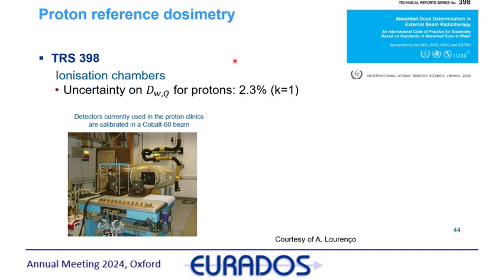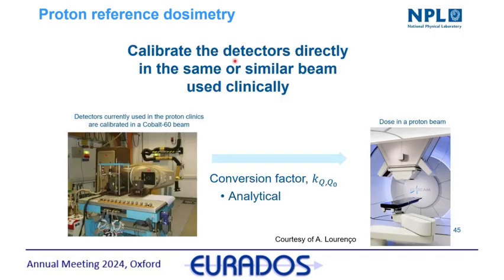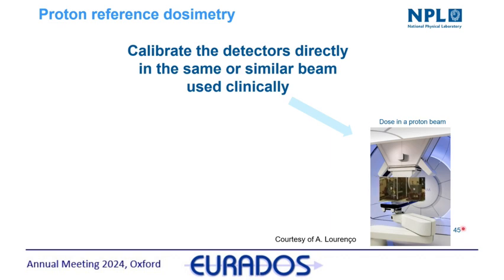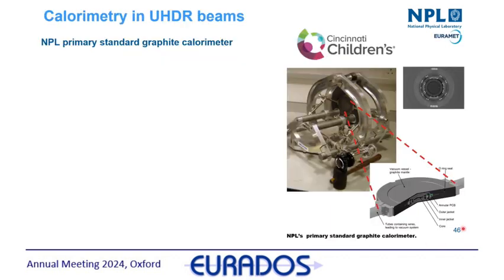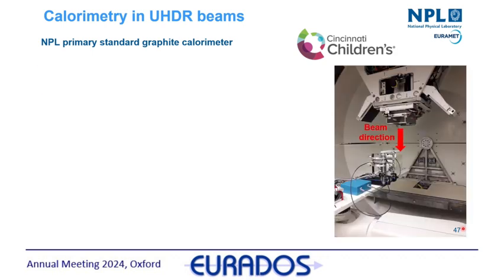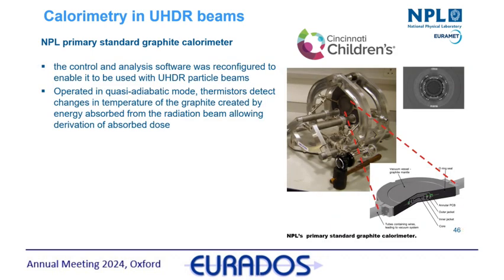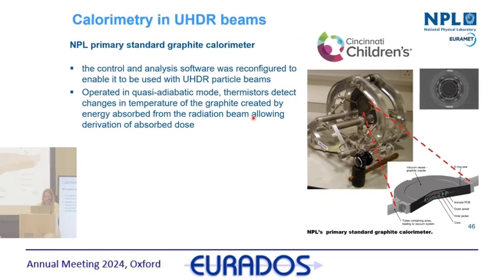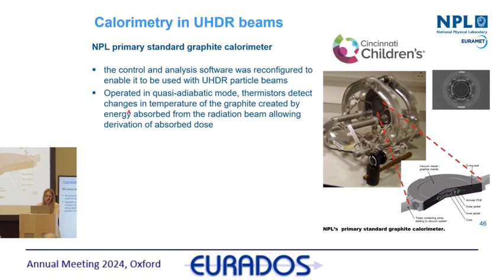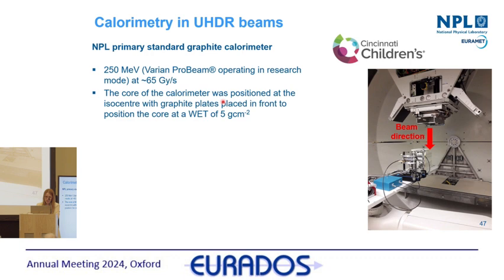However, another approach which needs to be taken for different beam qualities which are not available in primary standard labs, like protons, in the future maybe heavier ions that can be delivered at ultra-high dose rate, is to take a primary standard instrument to a user facility and carry out the measurements there. That's what we've done at NPL. We traveled to Cincinnati at the beginning of 2020, and we used our primary standard graphite calorimeter there. We slightly reconfigured it in order to operate at ultra-high dose rate and use it only in quasi-adiabatic mode. We carried out measurements at a flash proton beam with an average dose rate of approximately 65 gray per second.